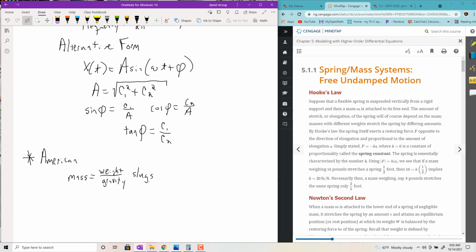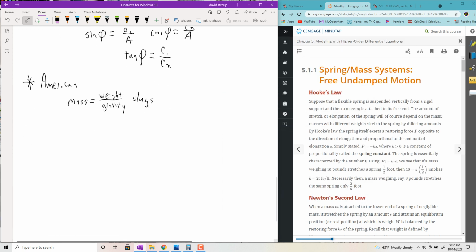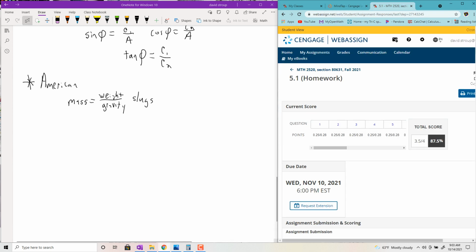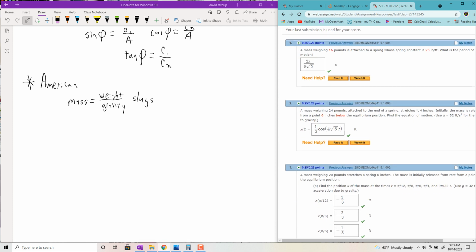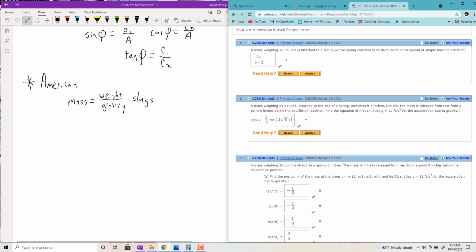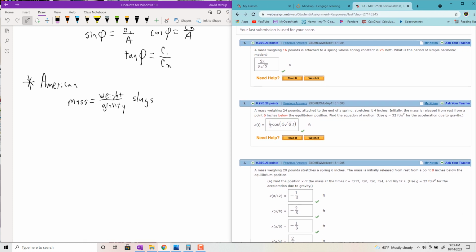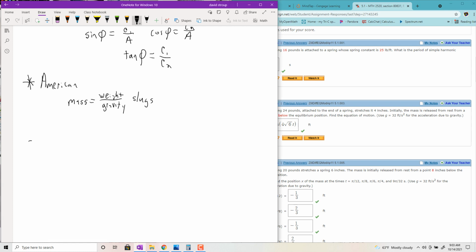Okay, so be careful about the units. Make sure you're not mixing inches and feet, and that's okay. Let's go ahead and look at maybe a problem or two. So the first one, they're just asking for the period. The second one, sure, let's try the second one.